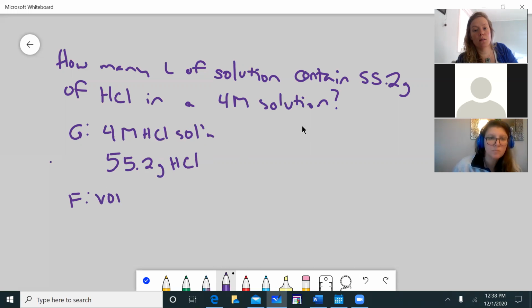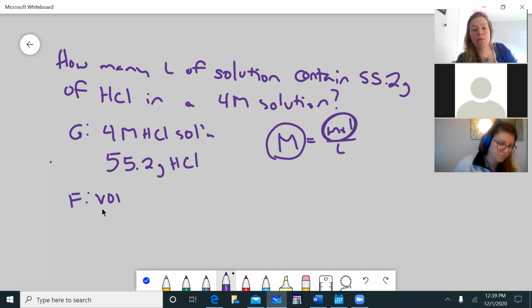So all of these things relate to this idea of molarity equals moles over liters. If I know my molarity, and in this case, I know my moles, I can figure out the volume in liters. My given information isn't in moles, but it's in grams, which is close enough. So we can just do a quick conversion. We have 55.2 grams of HCl.